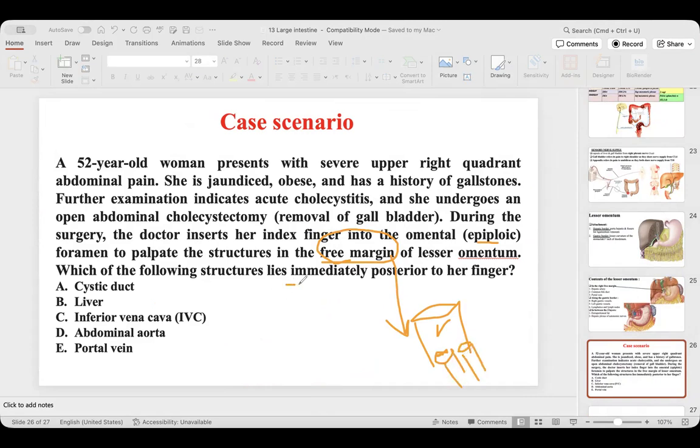The question asks which structure is immediately behind. Behind what? Behind the epiploic foramen. In front of the epiploic foramen will be the free border of the lesser omentum, and behind it will be the biggest vein. Behind is the IVC. So the IVC is behind, and in front of it the epiploic foramen, and in front of the foramen will be the free border and its contents.